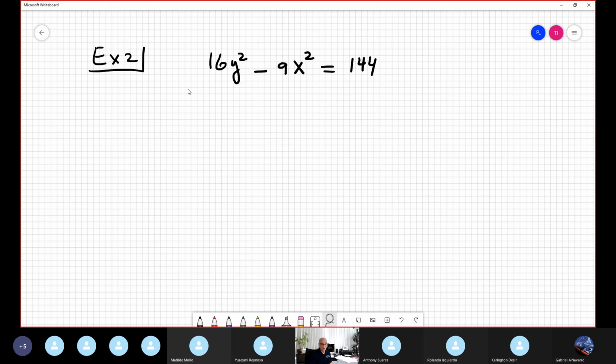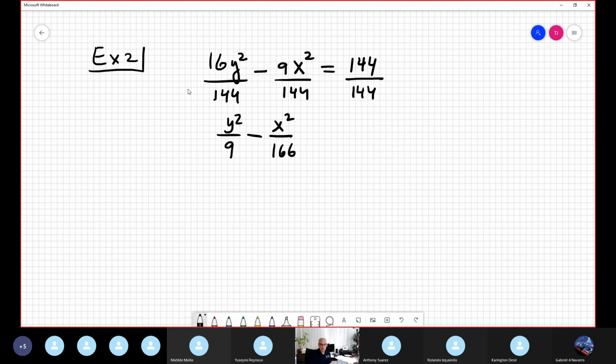But in this case, super easy. You divide the whole thing by 144, because I need 1 on the right-hand side. Entonces, 144 divided by 16 is 9 at the bottom, of course. And 144 divided by 9 is 16. Oh, nice. I have now the equation expressed in standard form, and I can work with this.